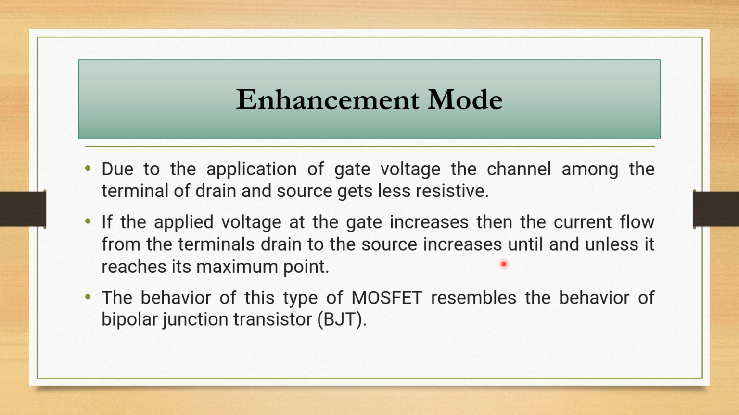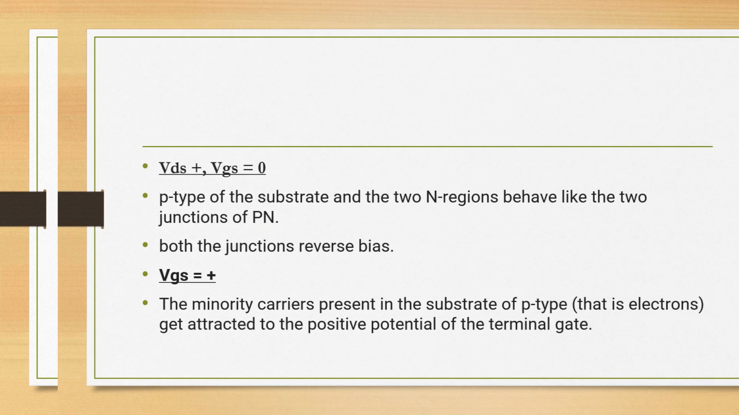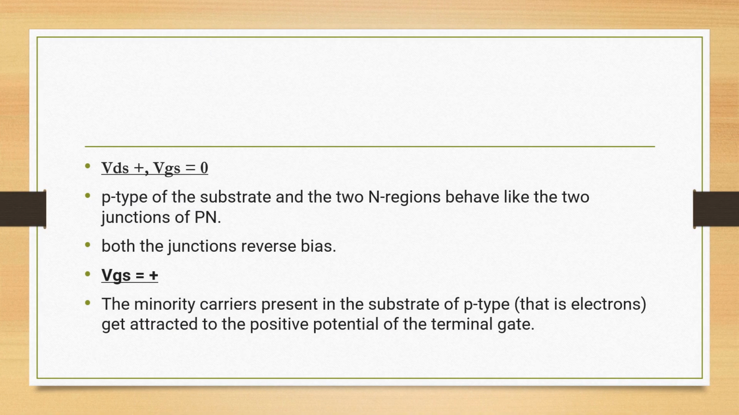Until it reaches the pinch-off voltage, after that your current will get saturated. So more or less your enhancement MOSFET is behaving just like your bipolar junction transistor. Here, as the first condition, we are assuming that we are not applying any VGS, the gate to source voltage. We are only applying positive voltage to the drain and source.